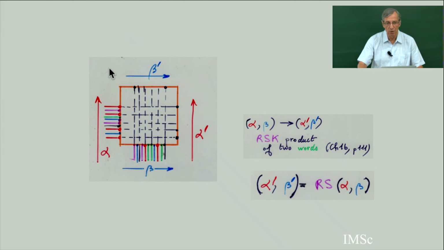You see, you have many words. You can consider words in the integers 1, 2, 3, etc. It's like an intersection of all these color lines with edges, and I take the alpha, beta, and give alpha prime, beta prime. I call this RSK, because I am in the case of Knuth. So I call this the RSK product of two words.